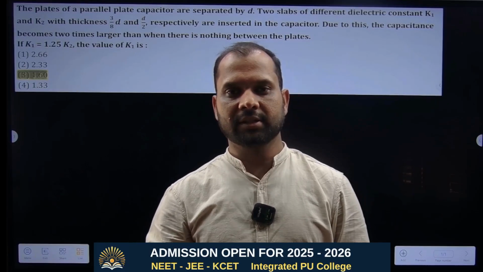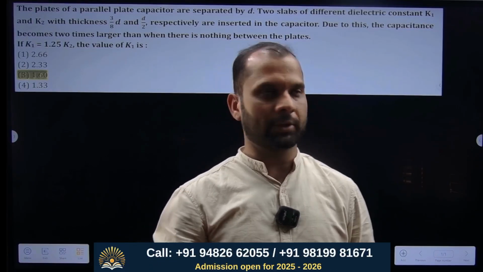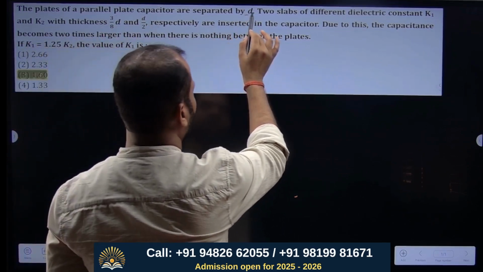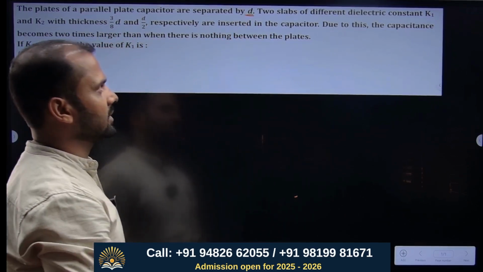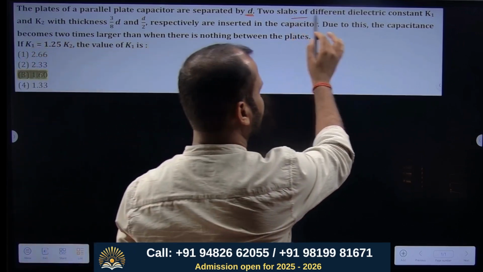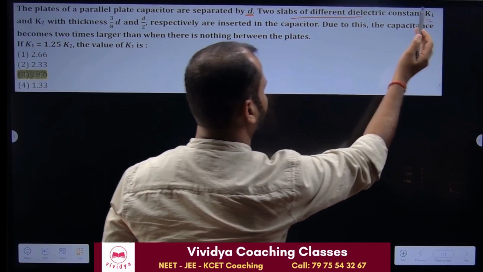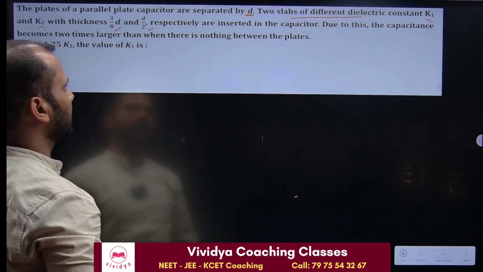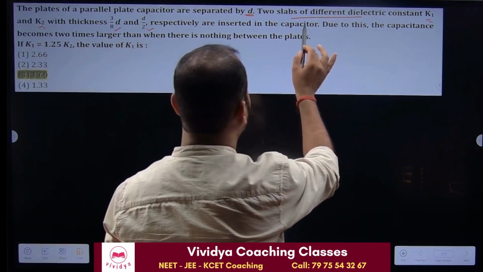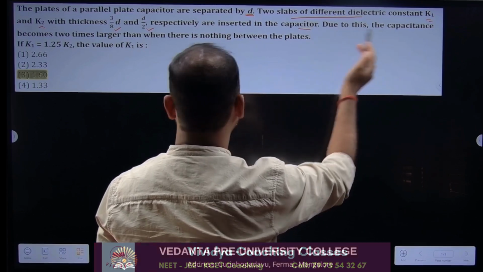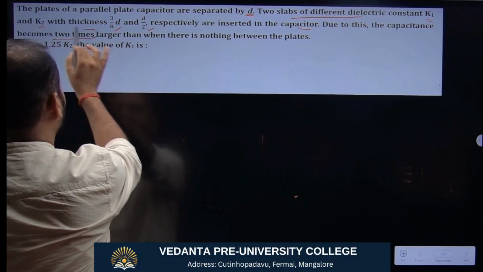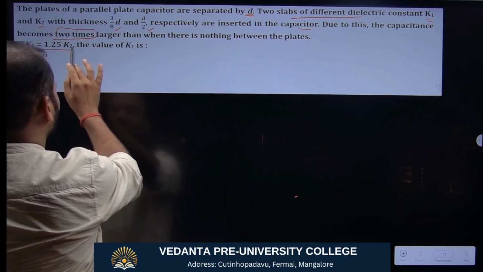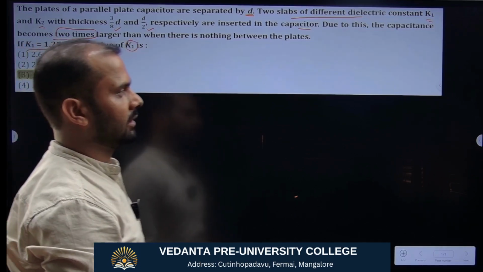Hello students, let us discuss one of the NEET 2025 questions. This question says that a parallel plate capacitor with plates separated by a distance d has two dielectric slabs of dielectric constants K1 and K2, with thicknesses 3d by 8 and d by 2 respectively, inserted in it. Due to this, the capacitance of the capacitor becomes 2 times the initial one. Given the relation between K1 and K2, we are asked to calculate K2.